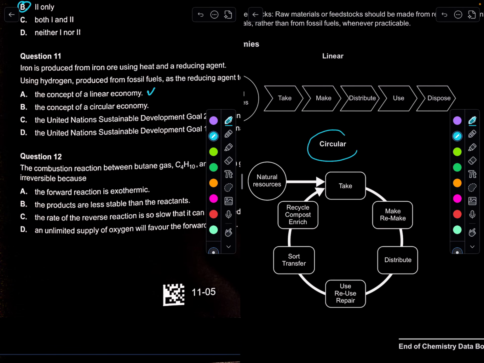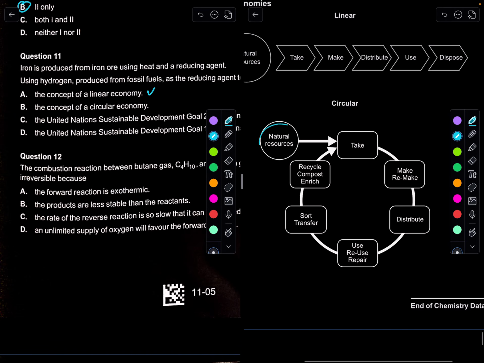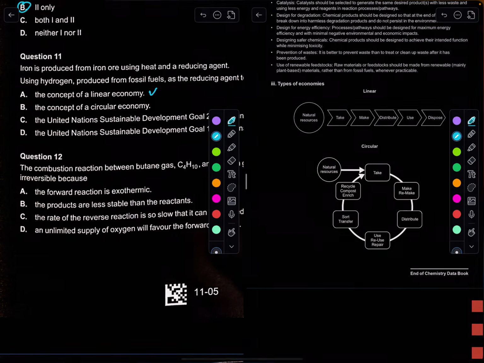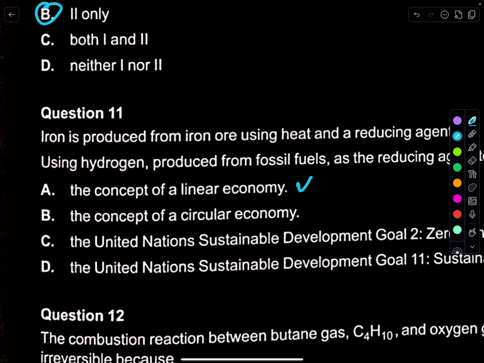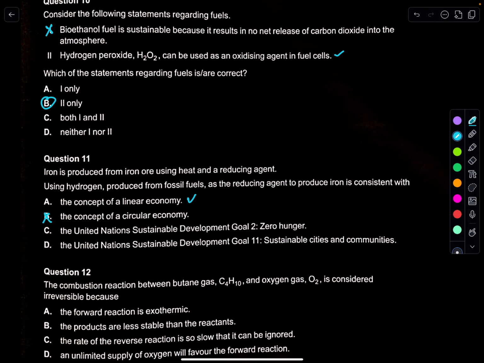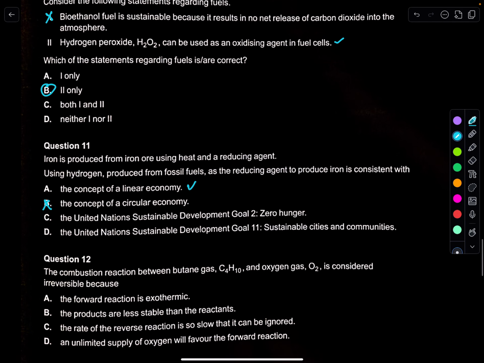When you're talking about circular, it's talking about renewability. For example, natural resources, we take them, we can make and remake them, distribute them, reuse them, repair them. So it's like a recycling thing. And of course, remember, fossil fuels are not recyclable. Let's be honest. So straight away, rubbish. It's actually linear, not circular. So yep, not the concept of circular. That is correct. Next one, C.